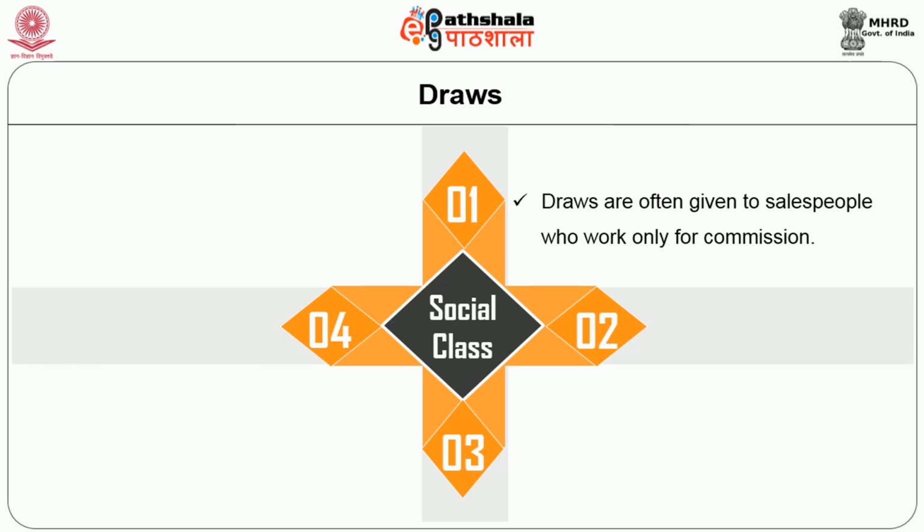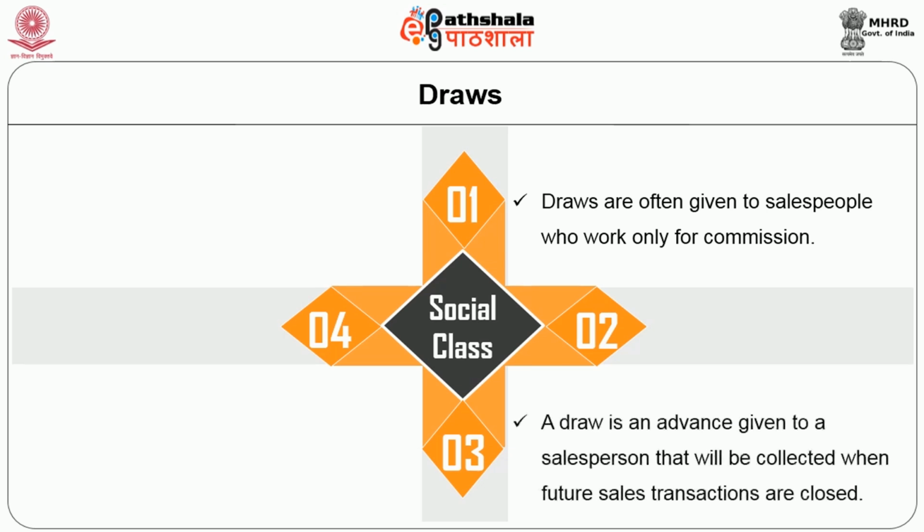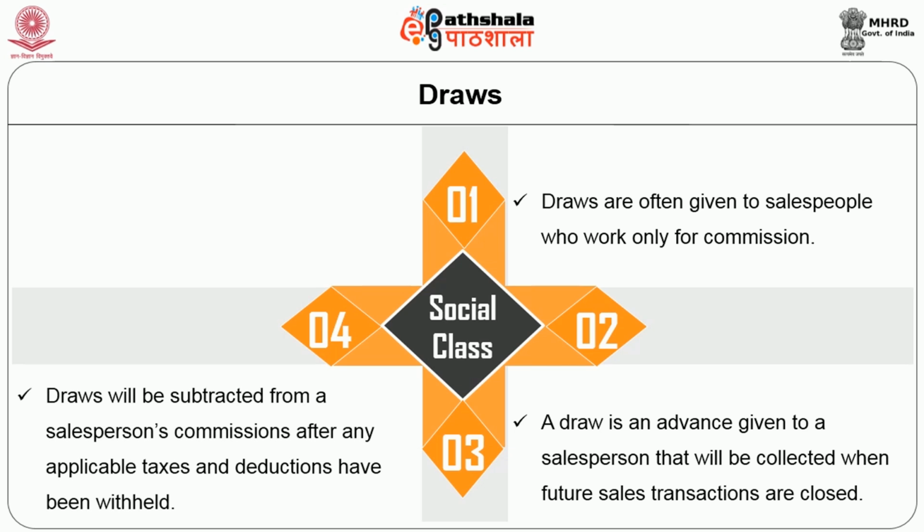These draws are often given to employees in the sales section who work only for commission, and a draw is an advance given to the salesperson that will be collected when future sales transactions are closed completely. These draws will be subtracted from the employee's commission after applicable taxes are calculated and withheld. This draw is subject to all payroll withholding taxes and other types of earnings.